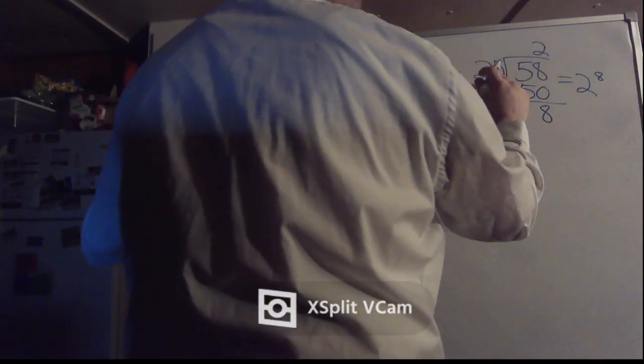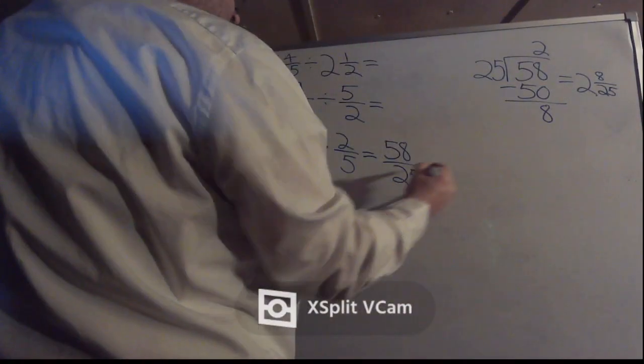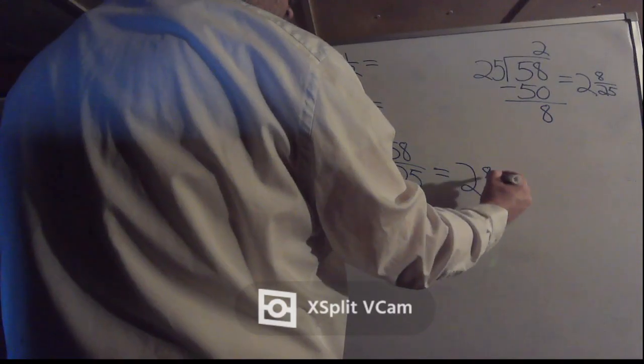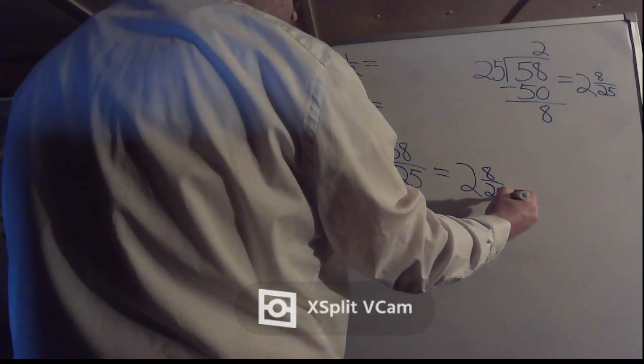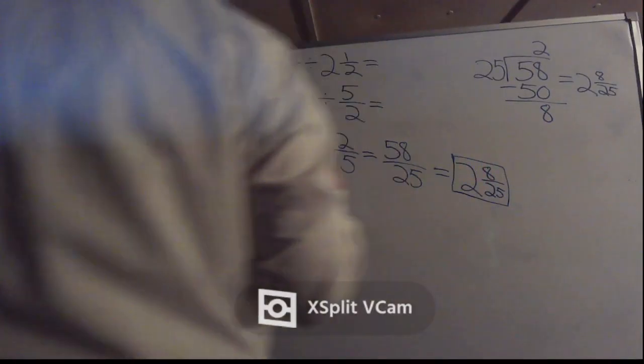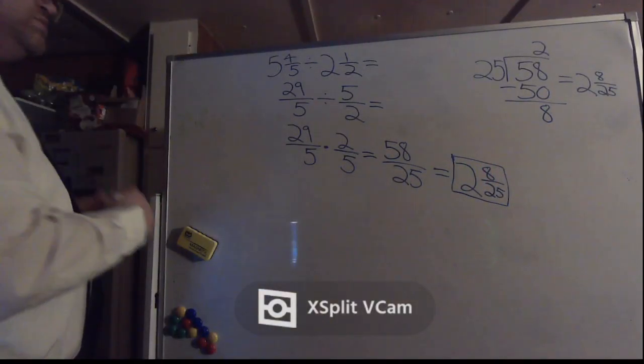So you'll have the whole number 2. That remainder 8, your numerator. The divisor 25 will be your denominator. So the answer you're really looking for here is 2 8/25. And that is exactly what you would get for your answer, 2 8/25.